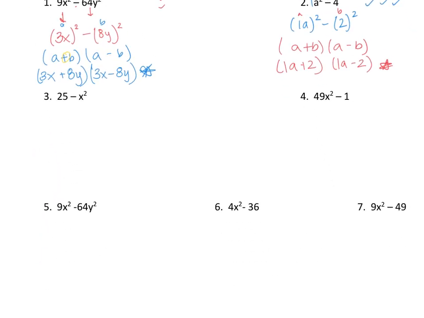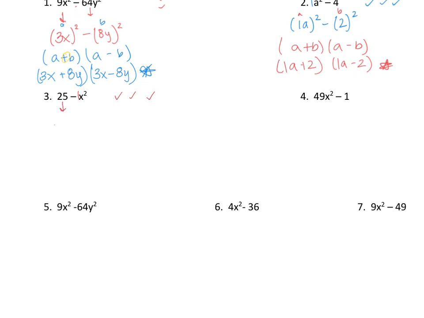Go ahead and do number 3. Ask myself the same 3 questions. Are they both perfect squares? Yes, because we could put a 1 in front technically here. Is there a minus sign? Yes. And is there an exponent? Yes. So I can go ahead and solve this.